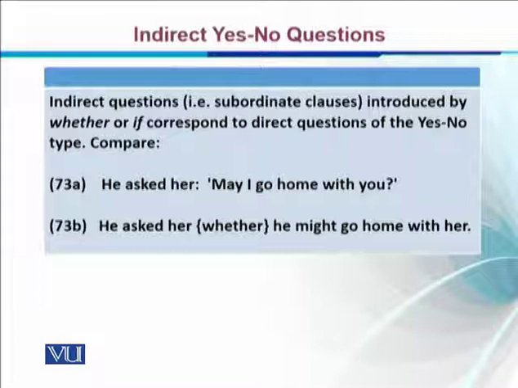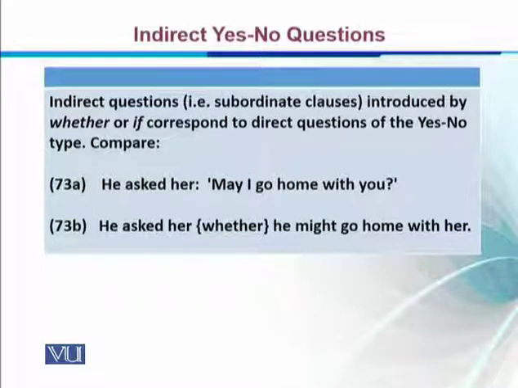Indirect questions, subordinate clauses introduced by whether or if, correspond to direct questions of the yes-no type. He asked, may I go home with you? Yes or no. He asked her whether he might go home with her. Yes or no. So that's why we say these are indirect yes-no questions.